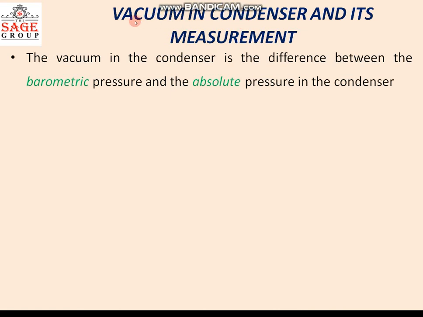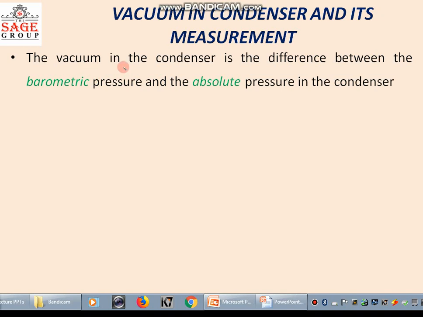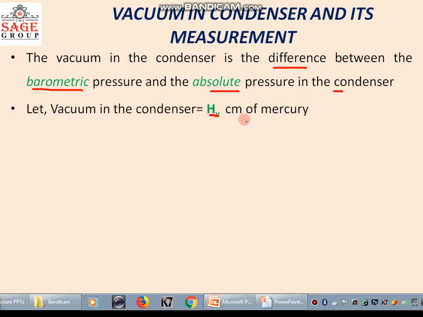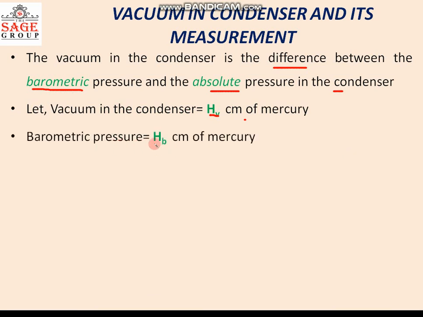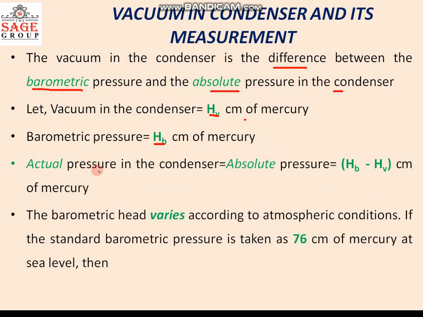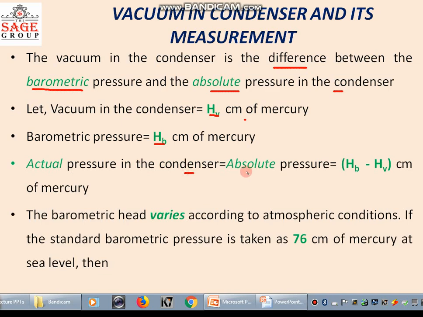Now, vacuum in the condenser and its measurement. The vacuum in the condenser is the difference between the barometric pressure and the absolute pressure in the condenser. Let the vacuum in the condenser be Hv. Barometric pressure is denoted by Hb, centimeter of mercury. Actual pressure in the condenser, which is equal to absolute pressure, is Ha, so the difference is Hb minus Ha, centimeter of mercury. The barometric head varies according to atmospheric condition.